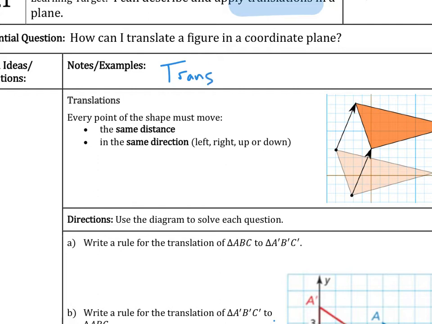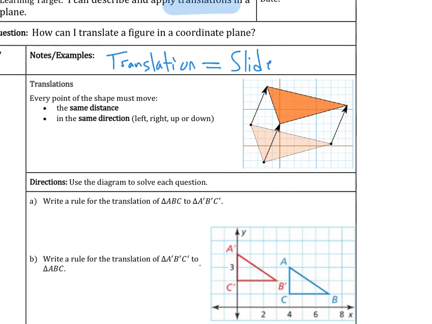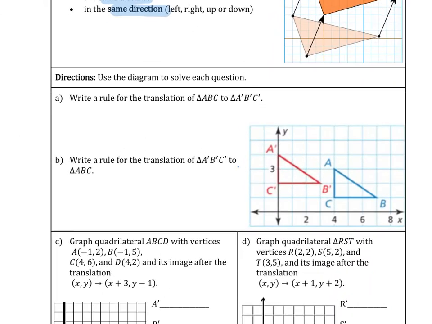That's really all that you need to know, or the big idea, I should say. Translation equals a slide around the coordinate plane, okay? So we're going to move all the points the same distance and in the same direction, whether it's up, down, left, or right. So first thing we want to do is describe this with a rule. And then we're going to talk about something called a vector, all right?